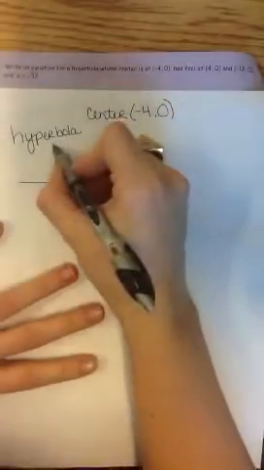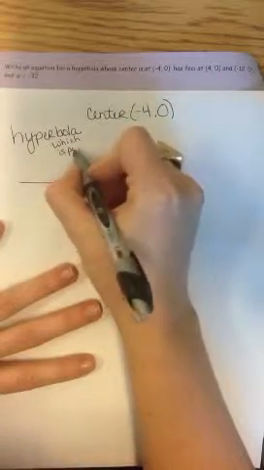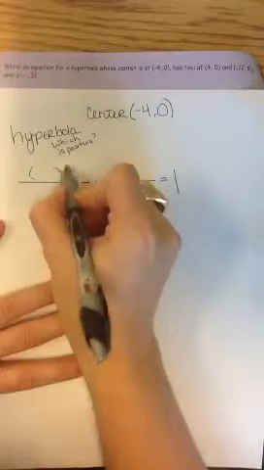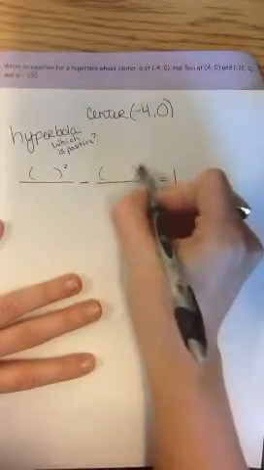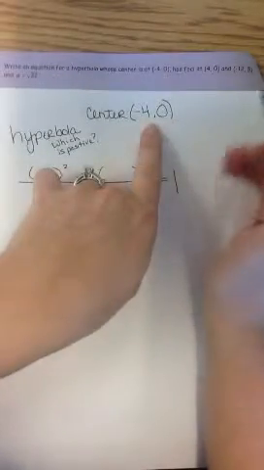But here's the thing. You have to figure out which is positive. Is it the x squared or the y squared? So you do need to figure that out first, and then you can go through and put the x and the y with this center.